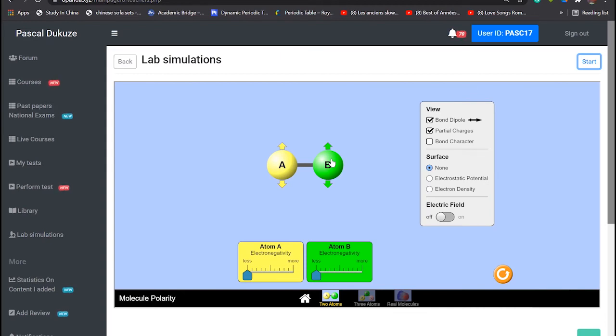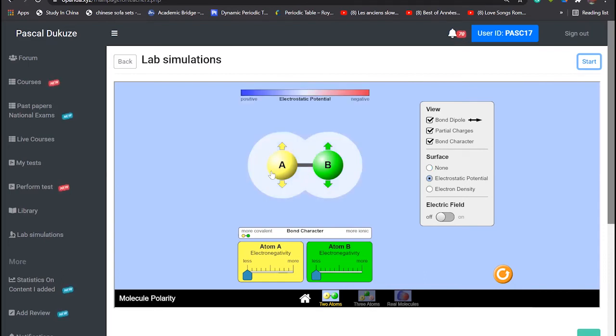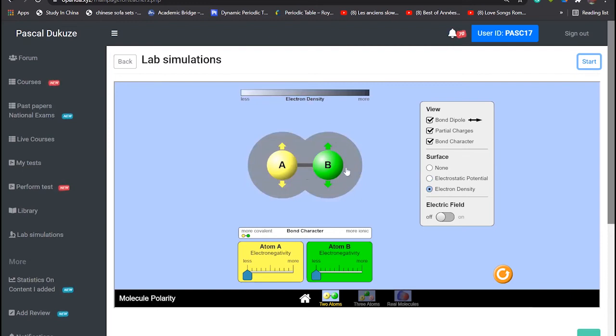The poles or the atoms will not be charged. If you put on the bond character here, you can see that the bond is more covalent. It is pure covalent. It is at the extremity of being more covalent. Okay? We put the electrostatic potentials. You can see that the charges are equally distributed, corresponding to the white here. And if you put there the electron density, even with the electron density, the charges are equally distributed.